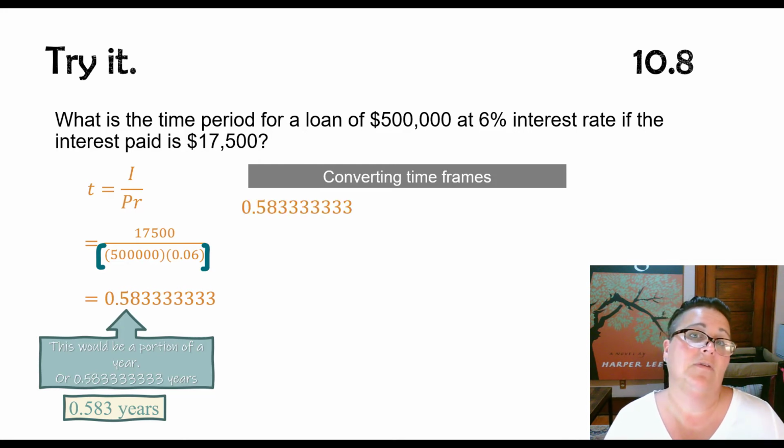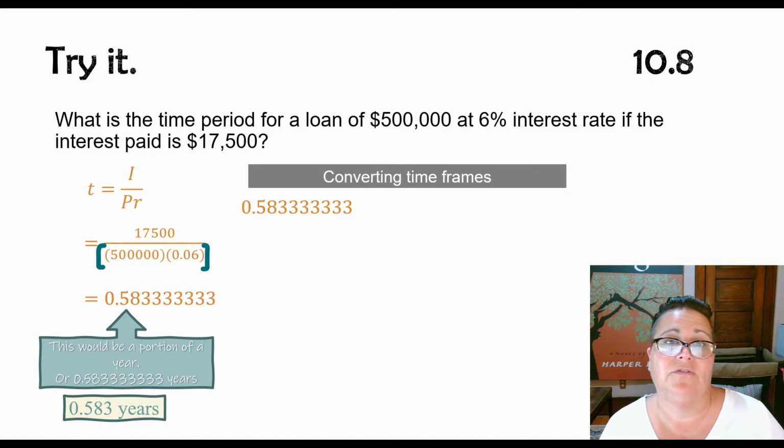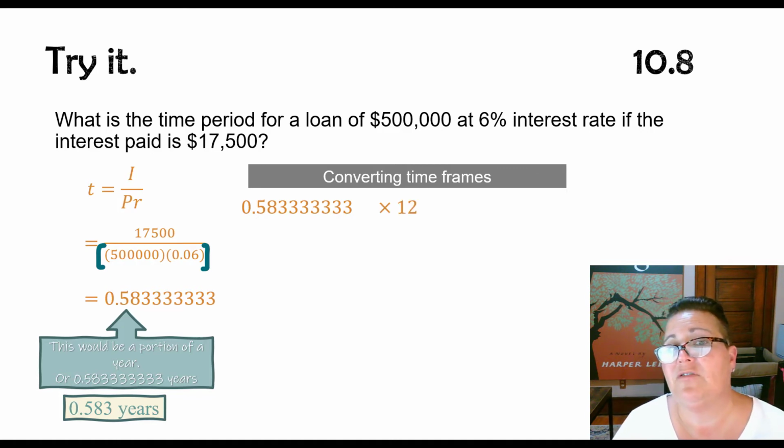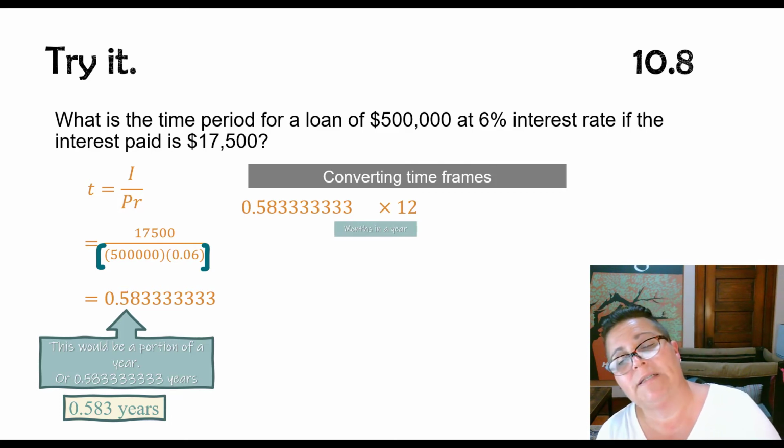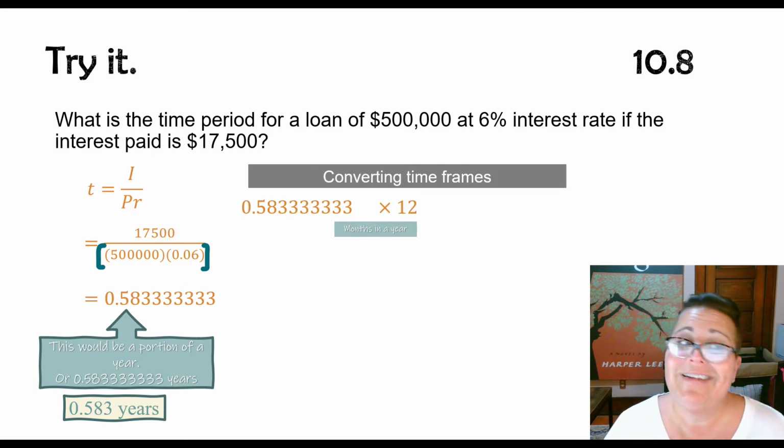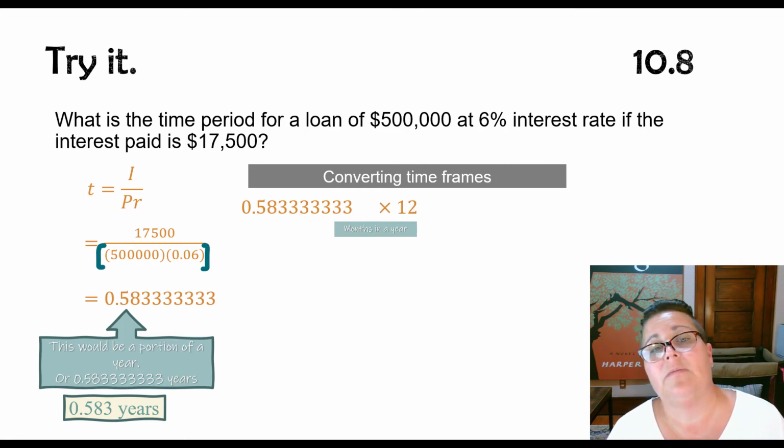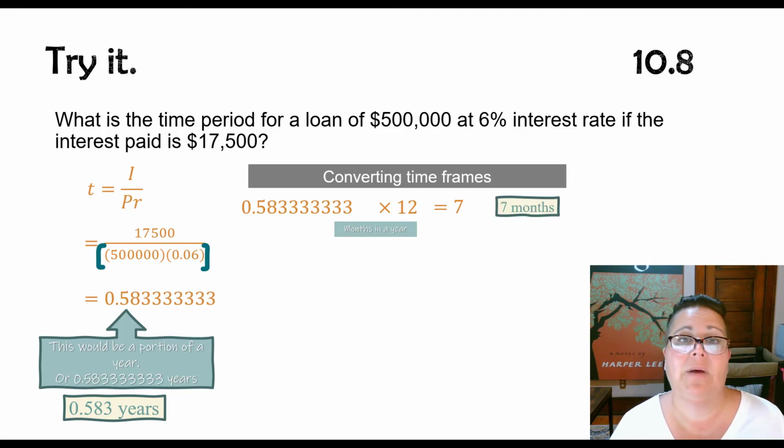So we're going to start with the 0.583 repeating, and we're going to convert it firstly to months. We're going to multiply by 12, because we know that this is a portion of a year. And if we want that year counted in months, there are 12 months in a year. So if I take the 0.583 repeating and multiply it by 12, because there are 12 months in a year, I will get 7, or 7 months.